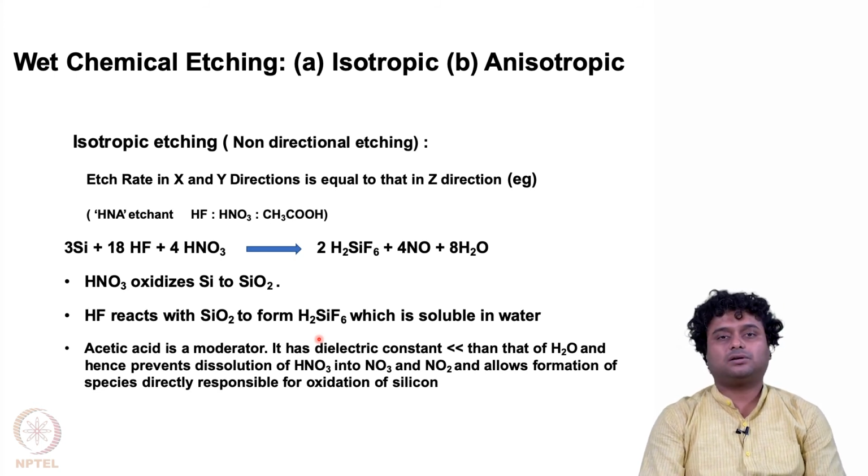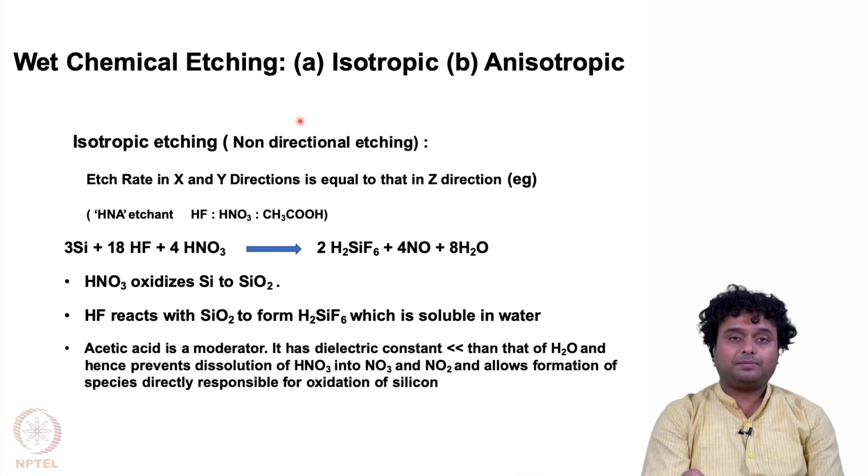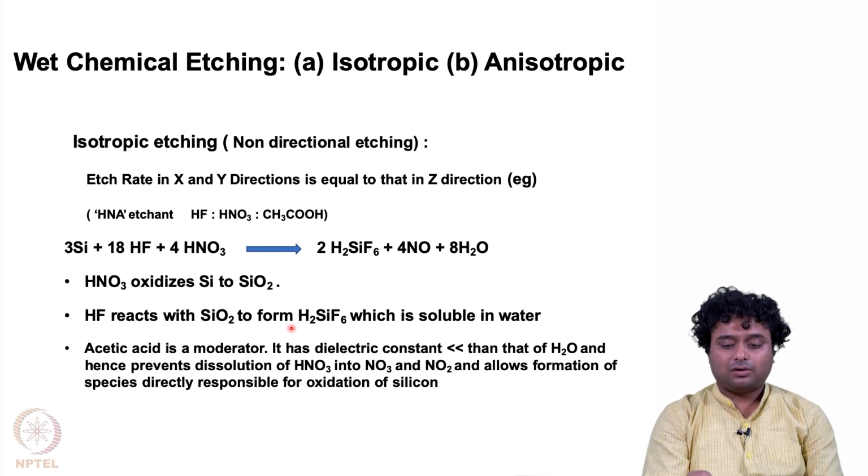And here one important point is, as I was saying earlier, that silicon has different etching rates in different directions. So the HF reacts with SiO2 and forms this H2SiF6 product, which is dissolvable in water, and because of that silicon gets etched very easily with this HNA agent. And here the acetic acid is a moderator, that means it does not react with silicon or any byproduct of this reaction, but it reduces the dissociation of HNO3 because it has a much lower dielectric constant than water. So the HNO3 will not dissociate into NO3 and NO2, and it will be available for oxidizing the silicon to SiO2.